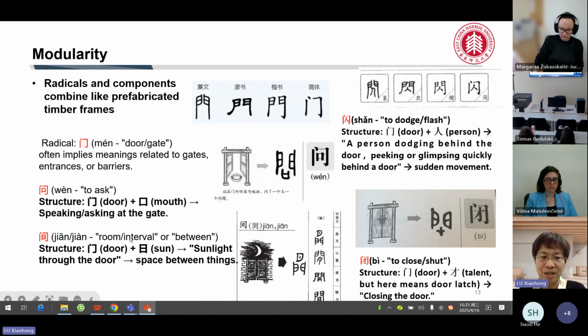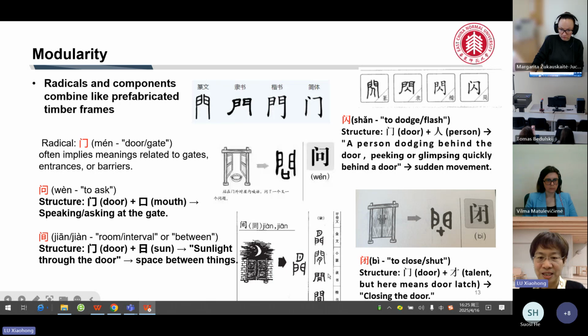So here 间 means room, or we also have the word 时间. So it means time. Here it also means interval in time or between. So why does it have such a meaning? Let's see. Here it has the 门 and the sunlight will go through the door. So that makes the space between two things.